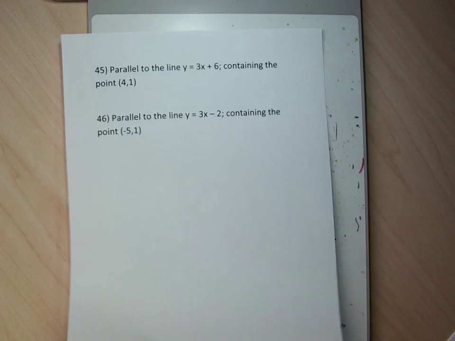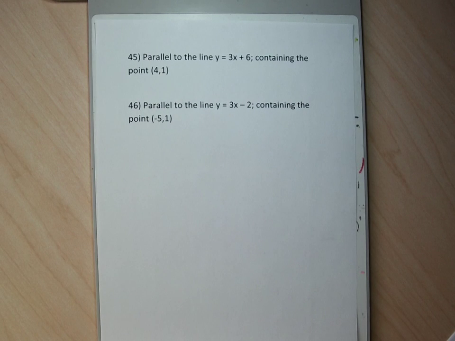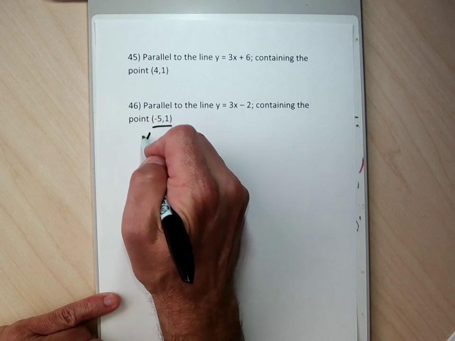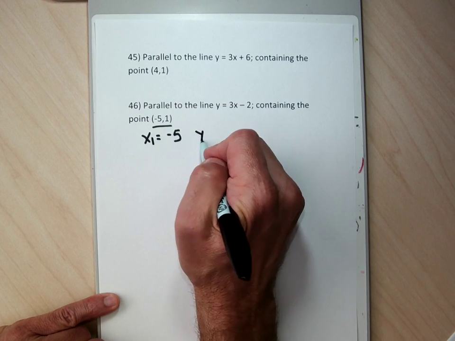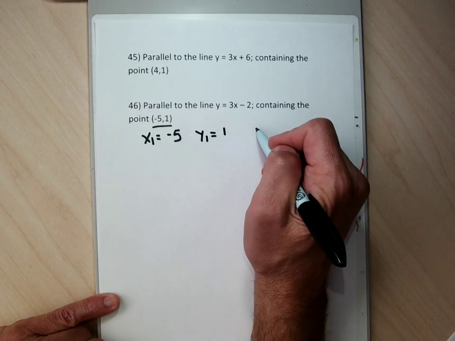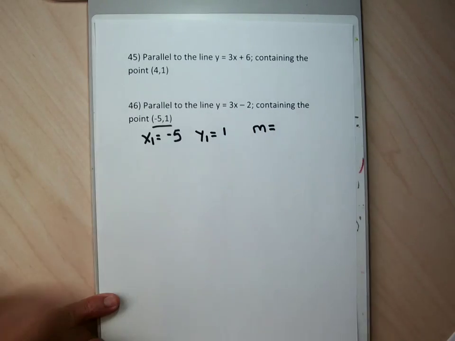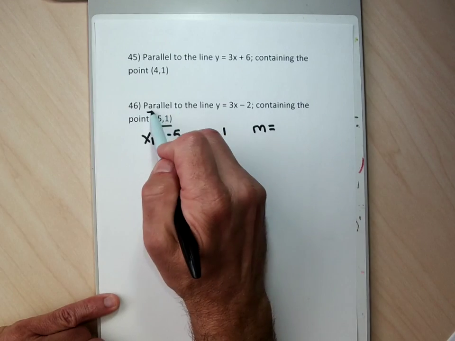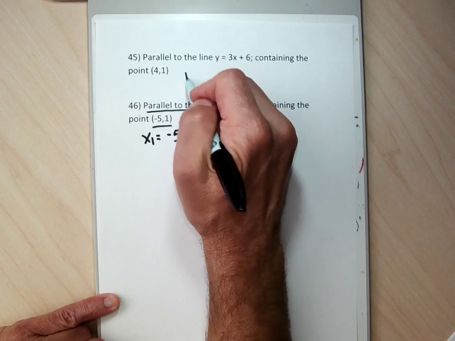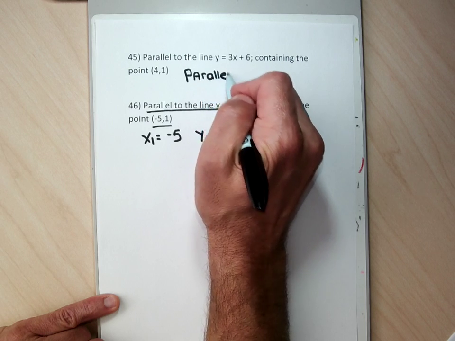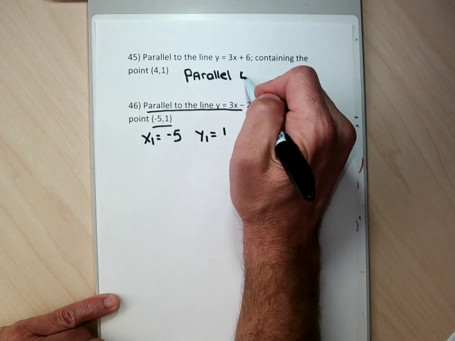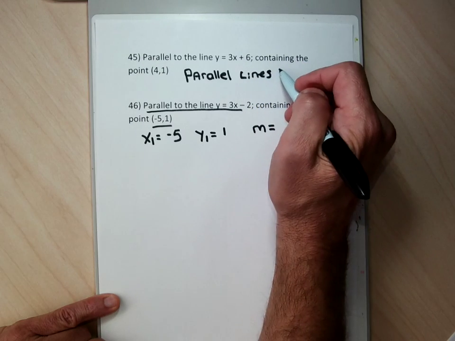45 and 46 are talking about parallel lines. Parallel lines have the same slope. When I look at problem 46, I see a point, so I can use x1 equal to negative 5 and y1 equal to 1. It doesn't give me an m, but it gives me an equation of a line that it's parallel to. And lines that are parallel have equal slopes. And that little bit of information is supposed to help me figure out the m.